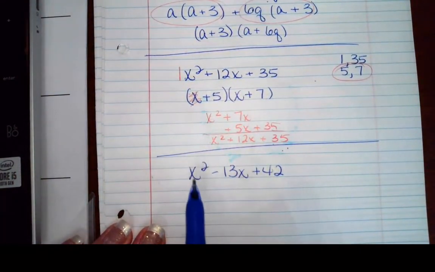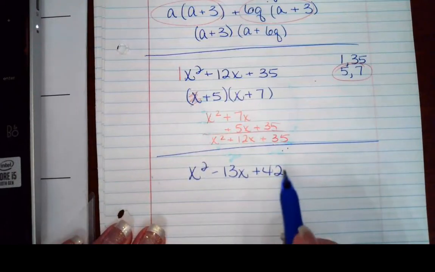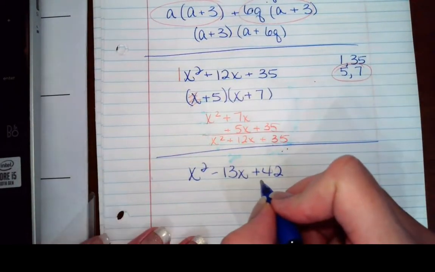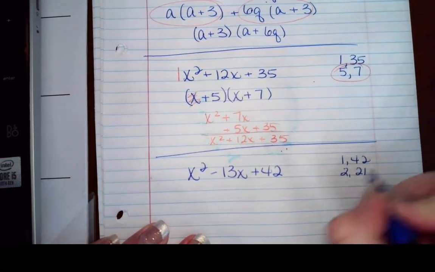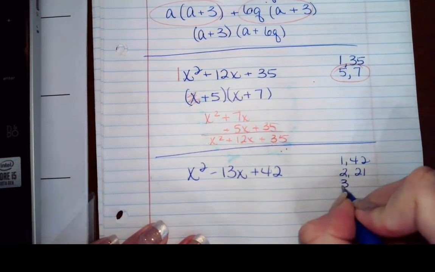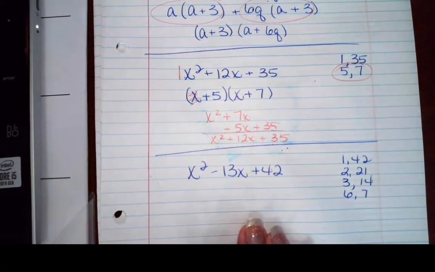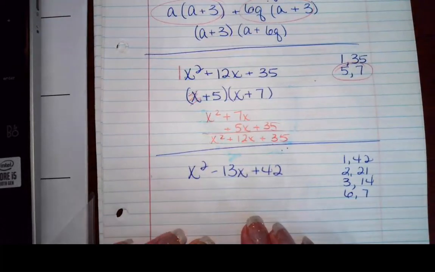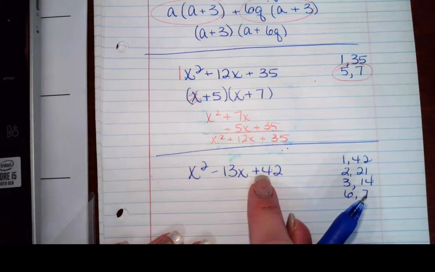Since this is a trinomial, I've got an x squared, an x, and a no x. I'm just going to take the last term, factors of 42. That gives me 1 and 42, 2 and 21, 3 and 14, and 6 and 7. Those are my factors of positive 42. If it's positive 42, you know your signs have to match. They either have to both be positive or both be negative.